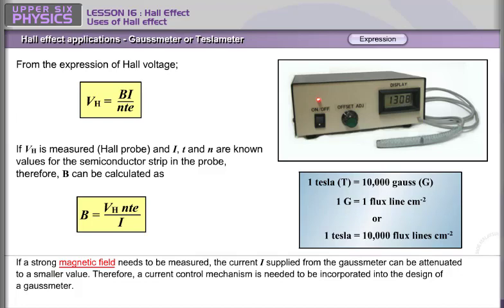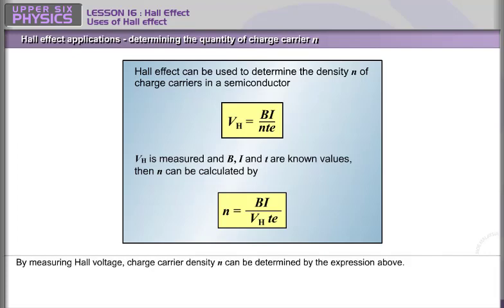If a strong magnetic field needs to be measured, the current I supplied from the Gauss meter can be attenuated to a smaller value. Therefore, a current control mechanism is needed to be incorporated into the design of a Gauss meter. By measuring Hall voltage, charge carrier density N can be determined by the expression above.